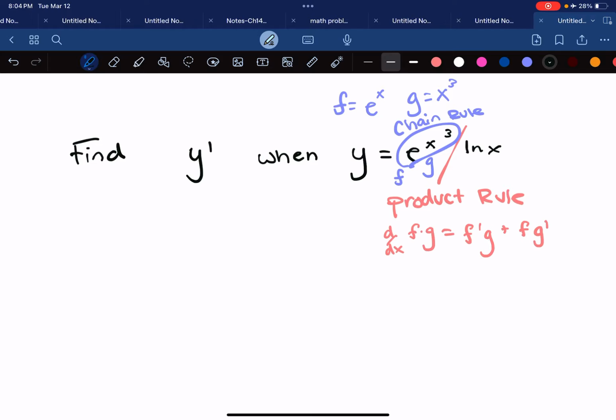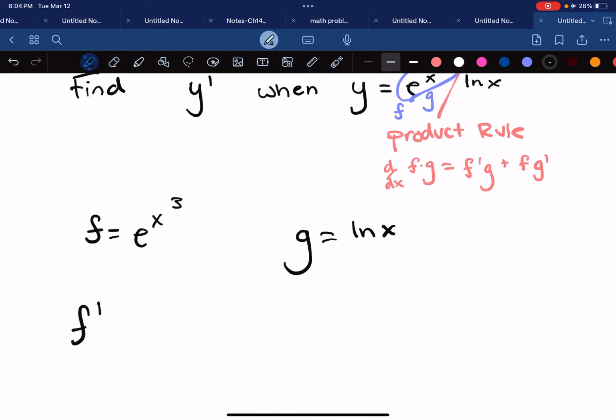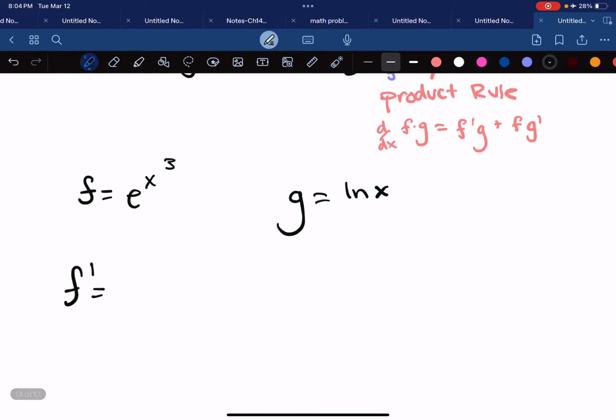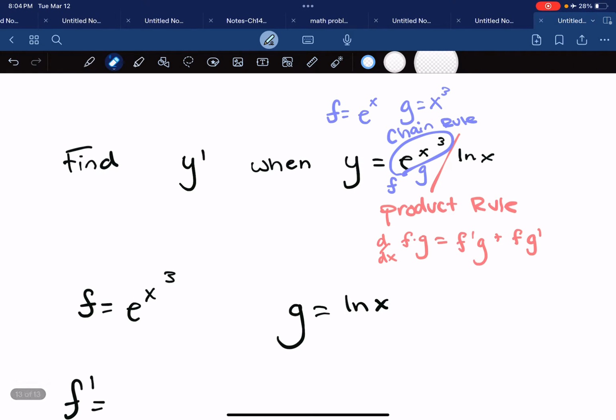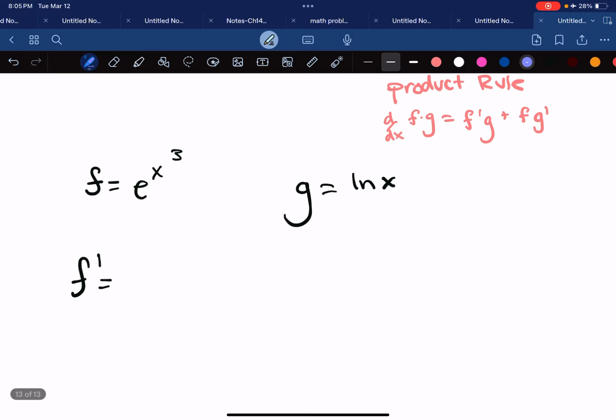So if my first function f is equal to e to the x cubed, and my second function g is equal to the natural log of x, for the derivative of my f function I'm going to have to use the chain rule. Instead of calling these f and g, I'm going to call them h and j, just to make them a little easier to follow. So my outside function would be j, and my inside function would be h. So I have j of h of x.